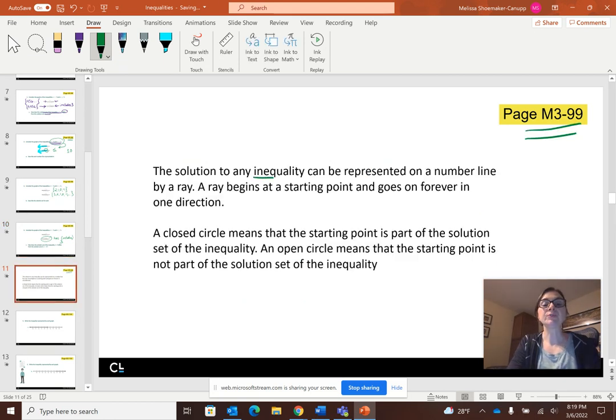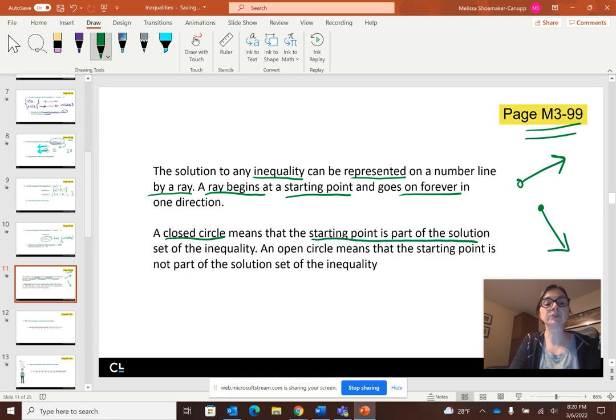The solution to any inequality can be represented, just shown on a number line by a ray. A ray begins at a starting point and goes on forever. That's a ray. A closed circle means the starting point is part of the solution set of the inequality. An open circle means the starting point is not part of the solution. You got to be able to tell me the difference.